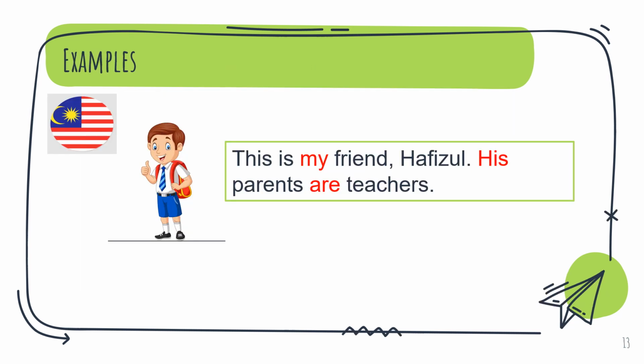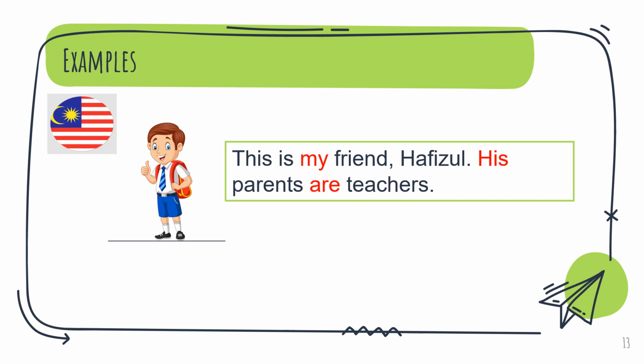Now, let's look at this example. I used the same picture just now. This is my friend Hafizul. You want to introduce your friend, right? So this is my friend. Friend here is a noun, so that's why you use the word my. Kawan saya, Hafizul.